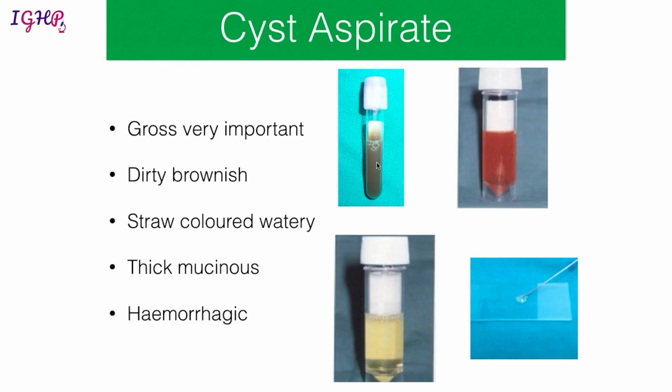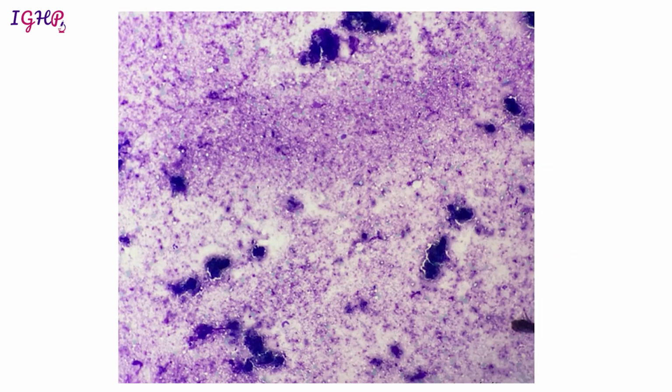So if the cyst is looking dirty, then you are thinking of a pseudocyst. If it is hemorrhagic, you are thinking of serous lesions, or you are also thinking of neuroendocrine or pseudopapillary lesions. If it is thick mucinous, you are definitely thinking of a mucinous lesion, and if it is straw colored, again you are thinking of a serous or a mucinous lesion. So all mucinous cysts will not definitely show you the presence of mucin. At times the cystic aspirate could be straw colored also. So this is an important gross morphology that should be known.